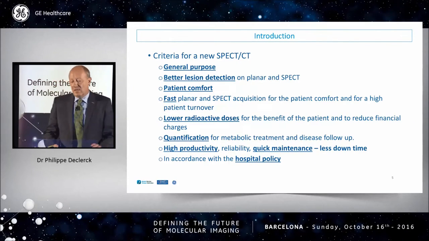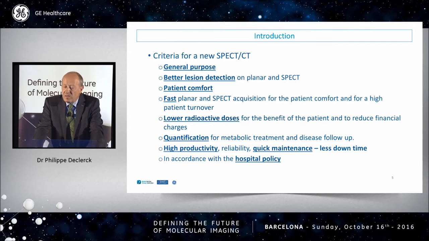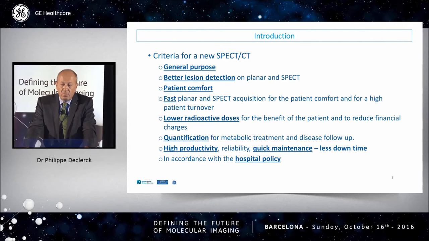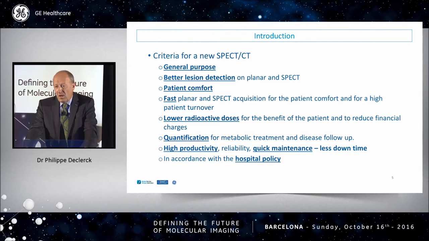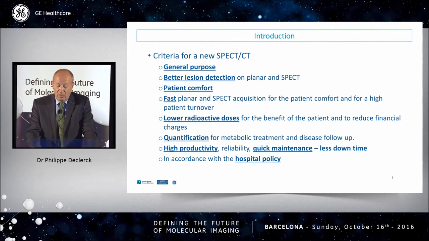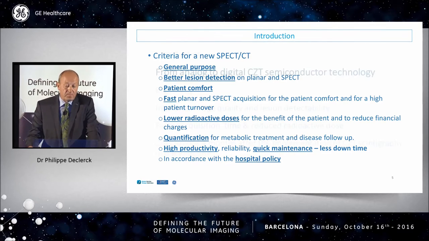So when I went to my director last year to ask for a new SPECT-CT, I had some criteria, and the first one, of course, was general purpose. We are a general hospital. Better lesion detection, of course, had to be better. Patient comfort is important. Faster than what we have now for the comfort of the patient, but also to have a high patient turnover. Lower radioactive dose, if possible. Quantification, because you want to do metabolic treatment in the future, high productivity, reliable, quick maintenance, and of course in accordance with the hospital policy.